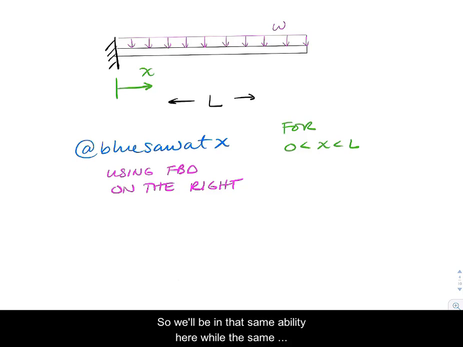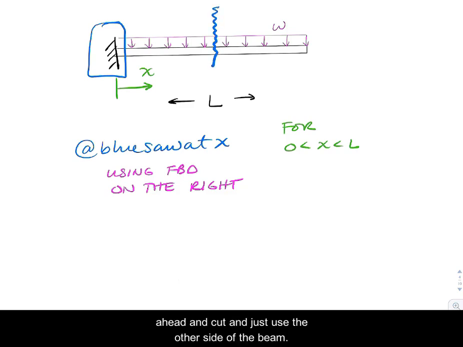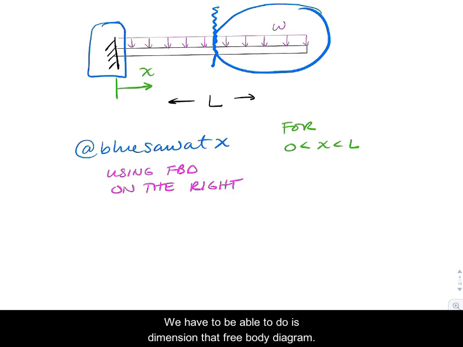So we'll have that same ability here, the same opportunity, in that we can avoid solving for the reactions over at the wall. Not that they don't exist, but we can cut and just use the other side of the beam. What we have to be able to do is dimension that free body diagram. So let's take a look at what picture emerges here.